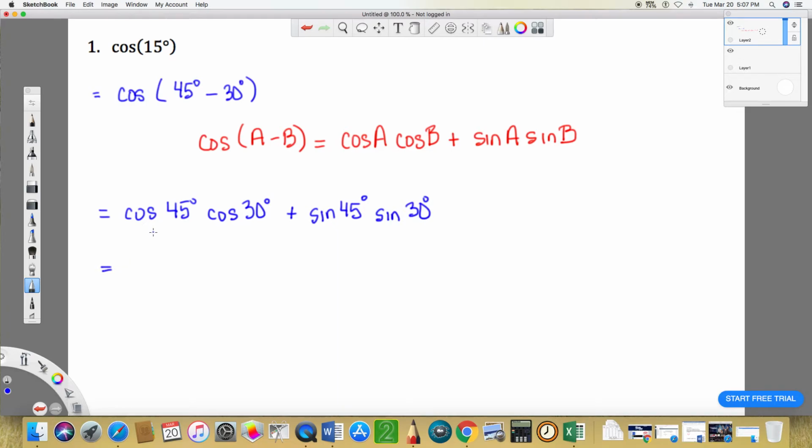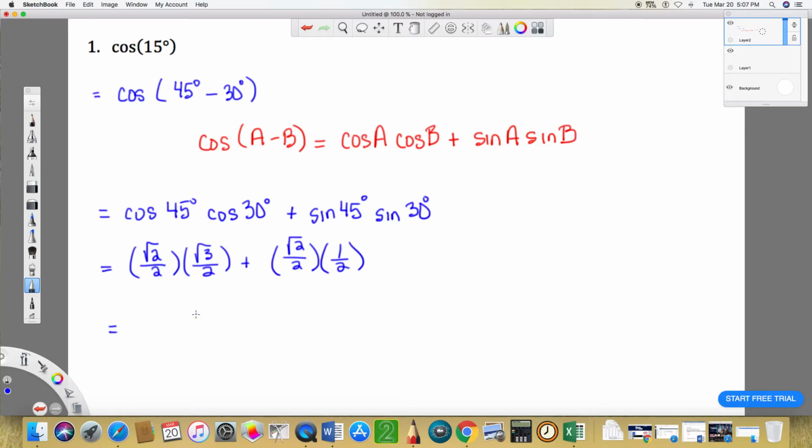All right, so the cosine of 45 degrees is the square root of 2 over 2. And the cosine of 30 degrees, you can use your unit circle, but it's radical 3 over 2. It's the x-coordinate at 30 degrees. Sine of 45 is radical 2 over 2. Sine of 30 is 1/2.